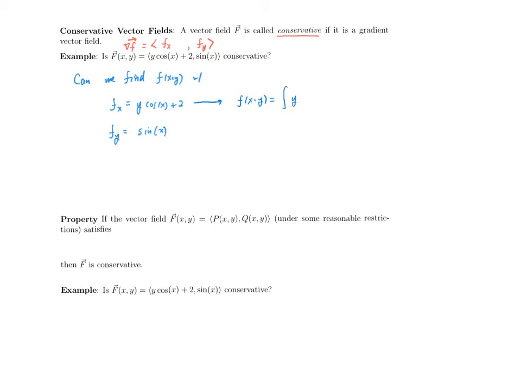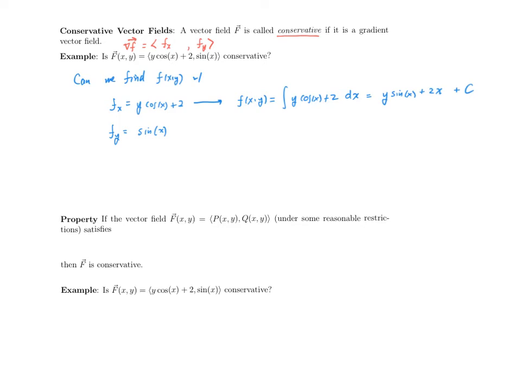It would be the antiderivative of y cosine x plus 2 with respect to x. Because if we are going to undo a partial with respect to x, we do so by anti-differentiating with respect to x. So treating y and 2 as a constant, we would get back y sine x plus 2x, and it is an indefinite integral, so we get back a constant.